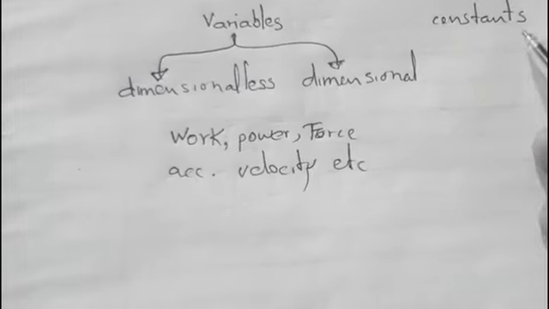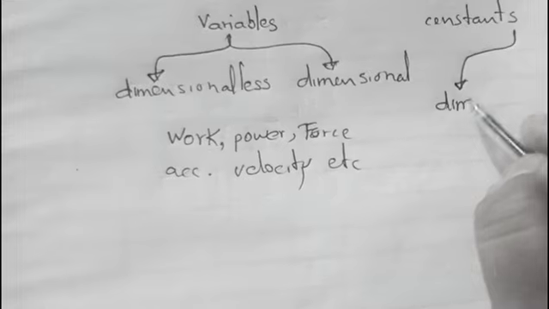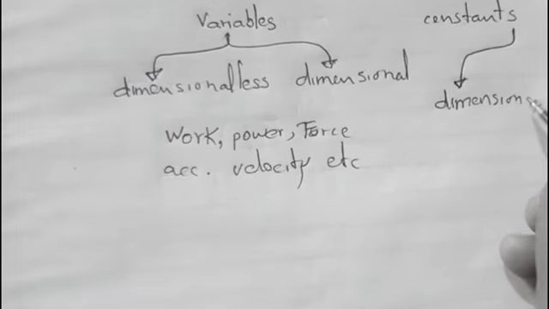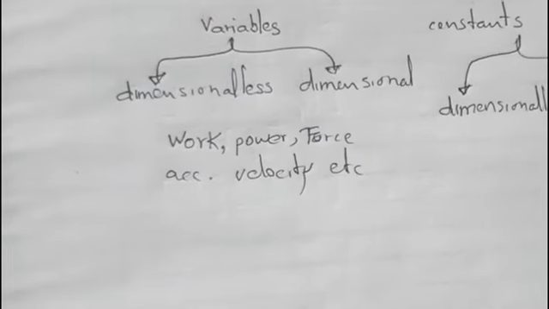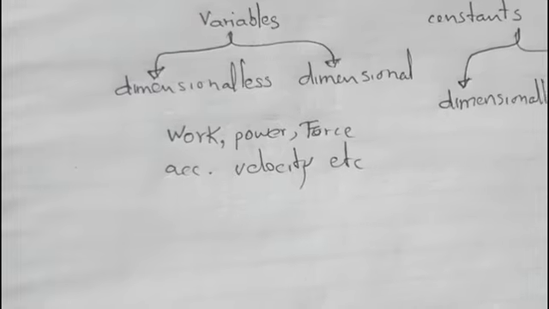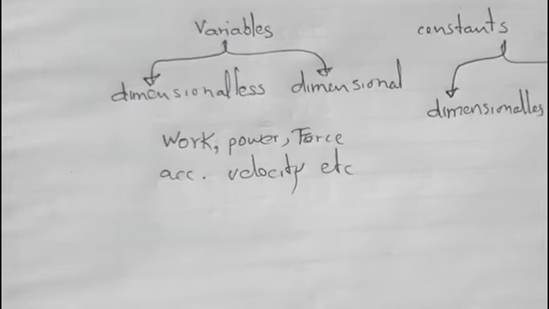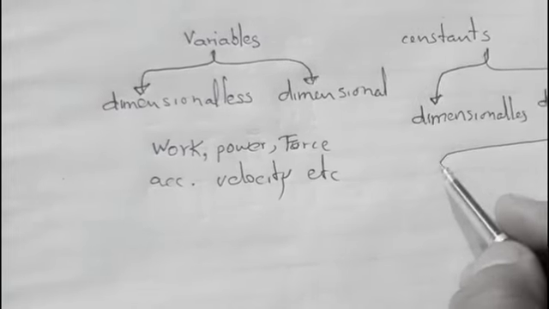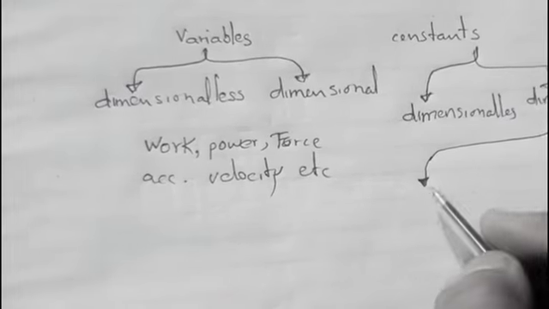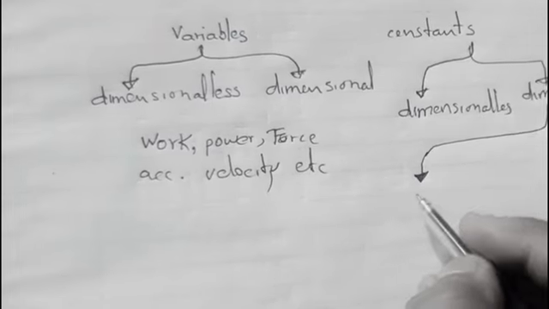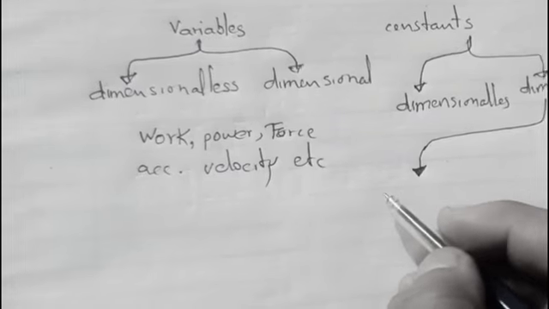Constants are also categorized into two types. Some constants are dimensionless constants and some are dimensional constants. In our today's class, we are going to learn the dimensions of a constant which is known as the gravitational constant.